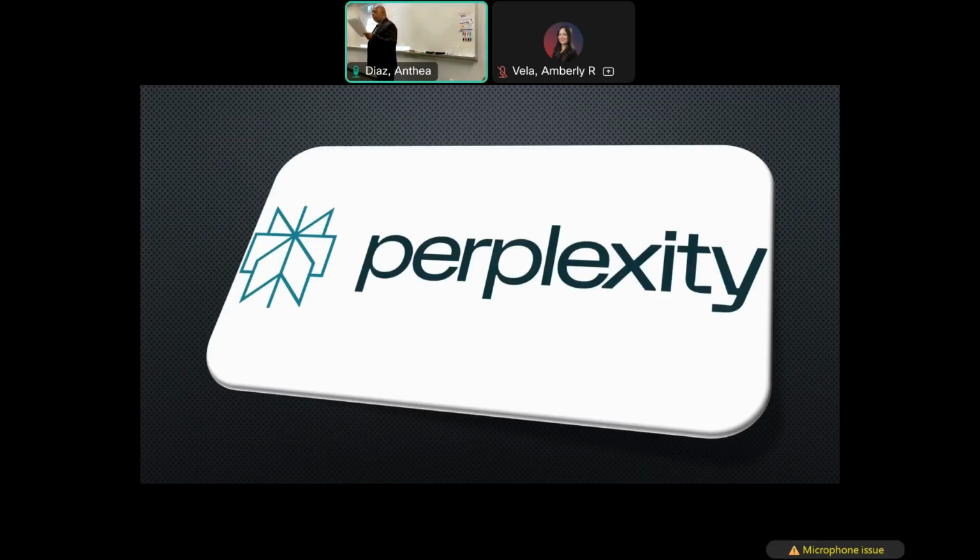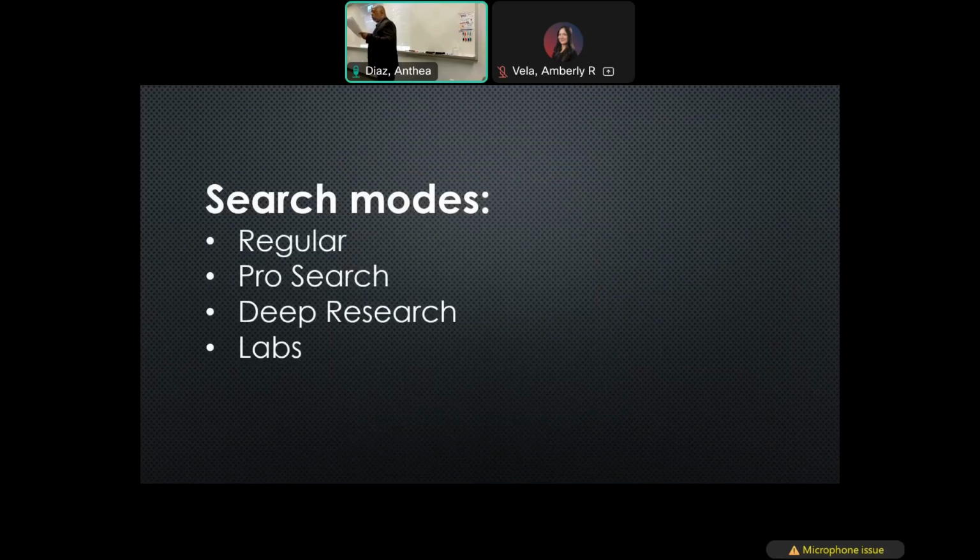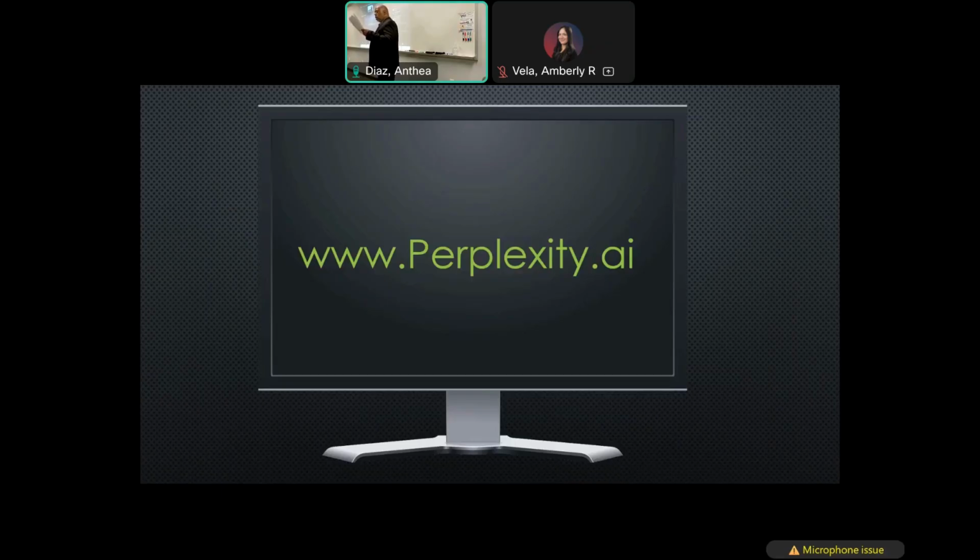Now let's take a look at Perplexity. This somewhat oddly named app actually combines models used by both OpenAI, which owns ChatGPT, and Anthropic, and allows users to choose the best model for their needs. In my opinion, Perplexity is the app closest to being a supercharged search engine, offering various search modes beyond its regular search, including Pro Search, Deep Research, and Labs, which serve different research needs. Perplexity's responses include citations and links to the original sources, which allows users to verify the information and take their research further. You can find Perplexity at www.perplexity.ai.